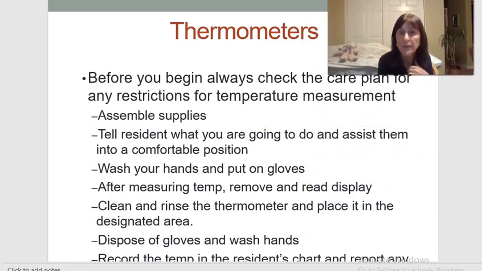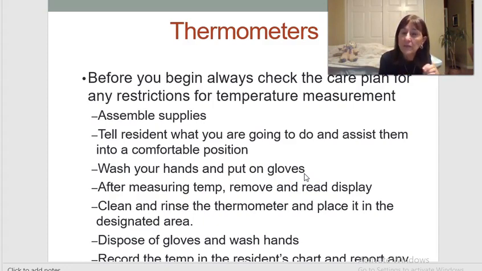So when we're taking temperatures, we're going to make sure that if you're taking an oral temperature, they could have it that way, or they could do it under the arm. Always tell the resident what you're going to do. Wash your hands and put on gloves before you do it. Then after measuring the temperature, remove it, take the probe off. I know that's not in here. Those covers are often called probe covers. And then read it.